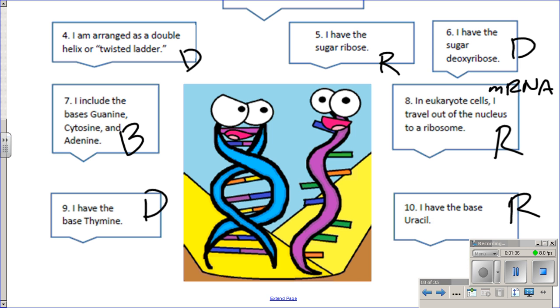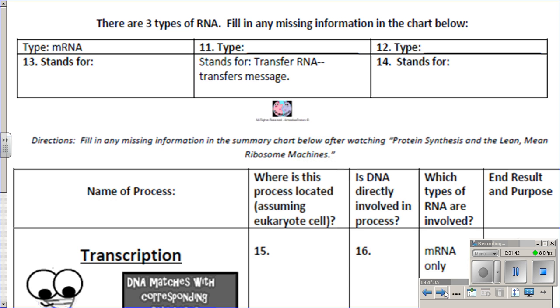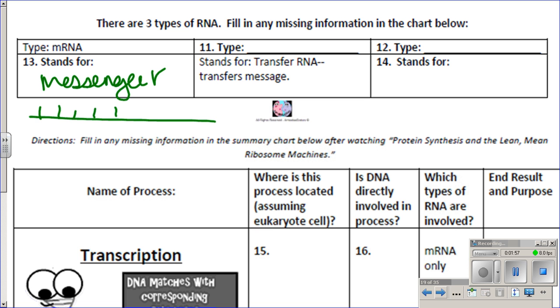The next thing, on the very bottom of the sheet, there's a little chart where you're talking about the three types of RNA. We'll do this other part in a second together. Down at the very bottom, what did the M stand for in mRNA? Messenger. And what does it look like? Right, it's a straight line, and it has little nucleotides like this on it.